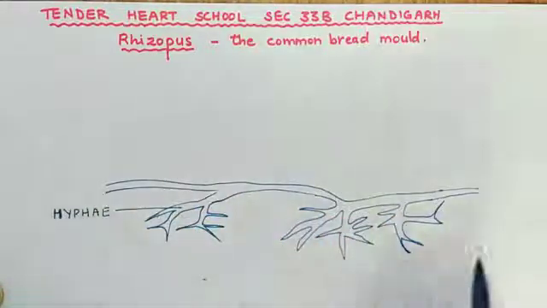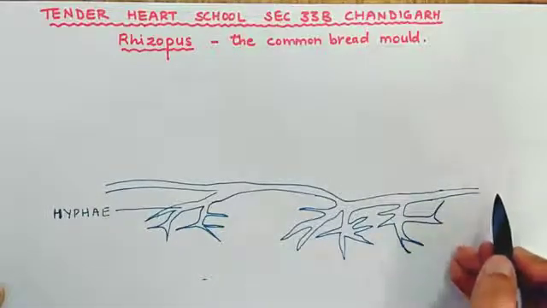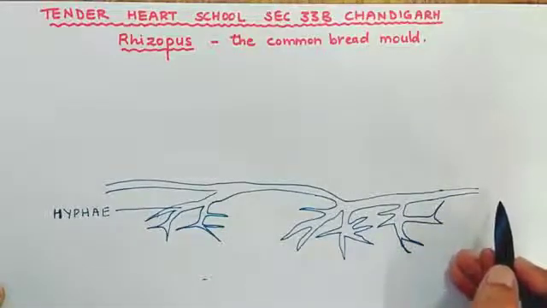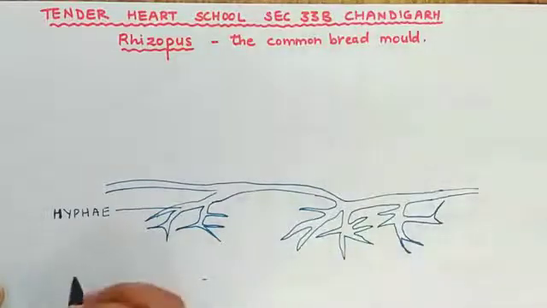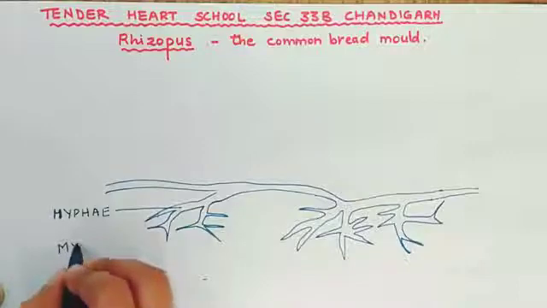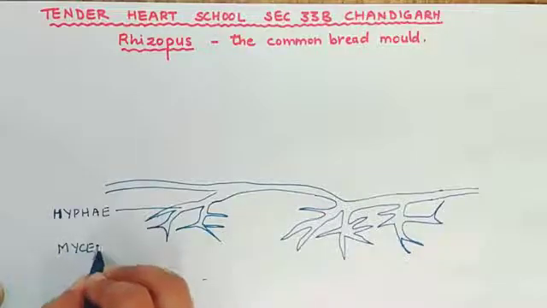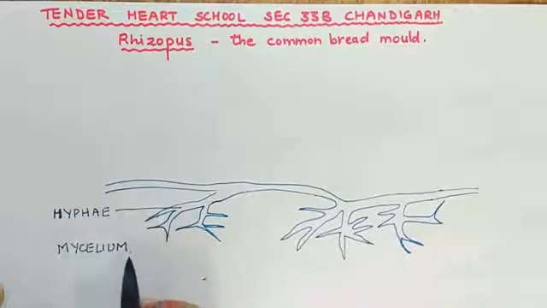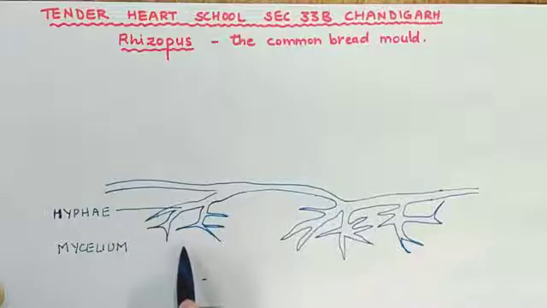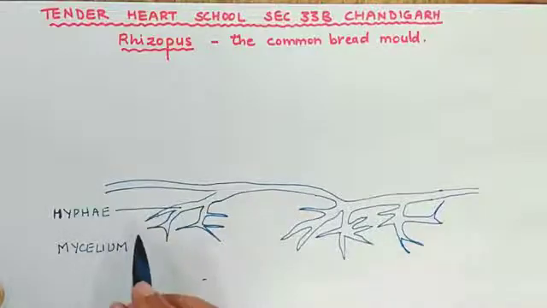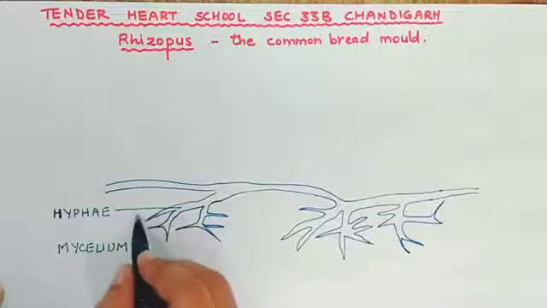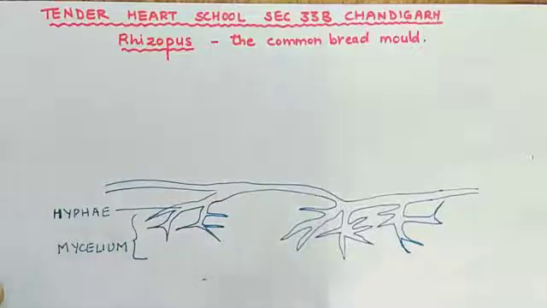And the entire mass of this thread-like structure, this network of thread-like structure, entire mass of this hyphae is called mycelium. Mycelium is this entire mass of network of thread-like structure present in the Rhizopus. This entire mass of hyphae, right? So you can just put it like this, that this whole network is called the mycelium. Okay, now let us go further.